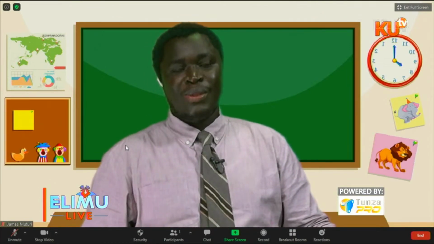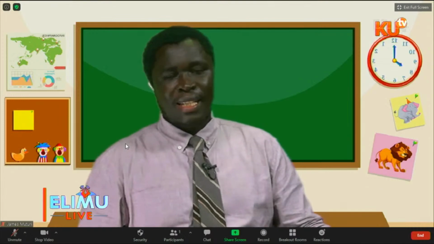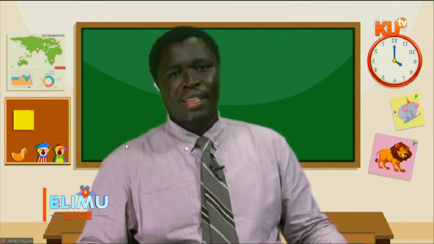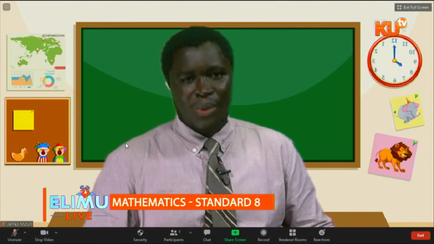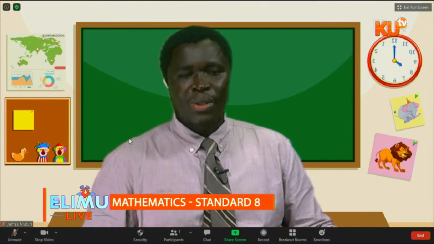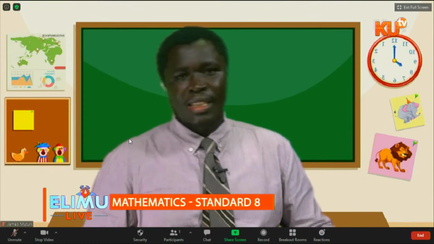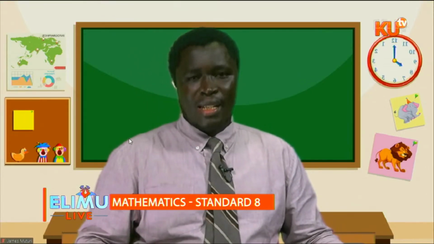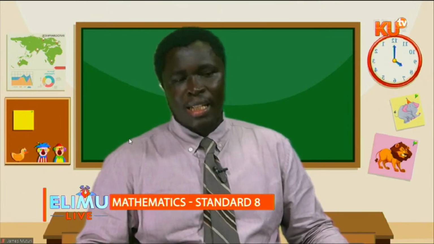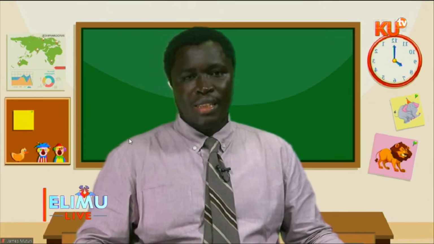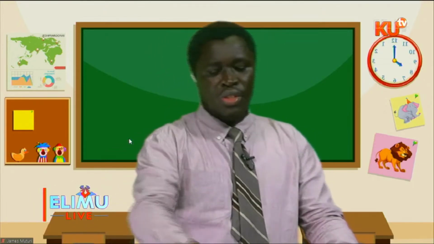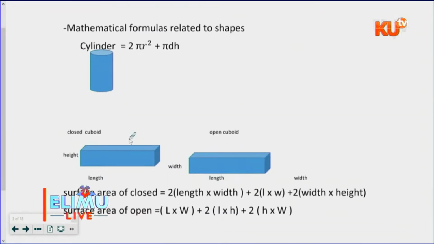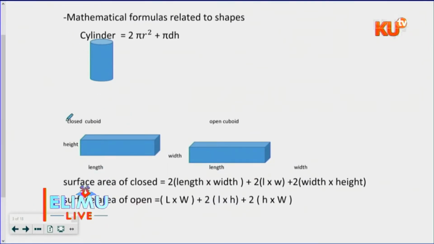Why do we say 2 pi r squared? As I explained earlier, there are two circles, and the formula of one circle is pi r squared. So we have 2 pi r squared plus the curved part, circumference times height, giving us pi d h. We'll move to the second shape, and the second shape is a cuboid.